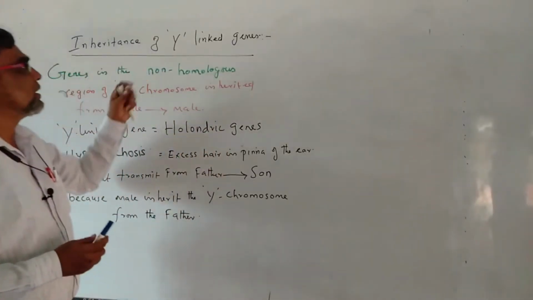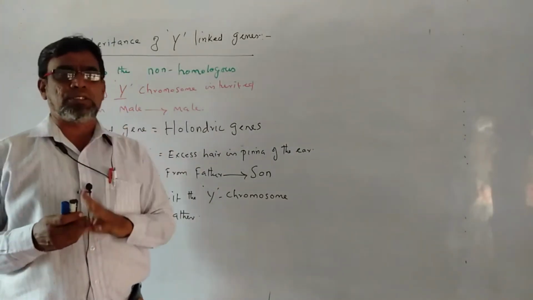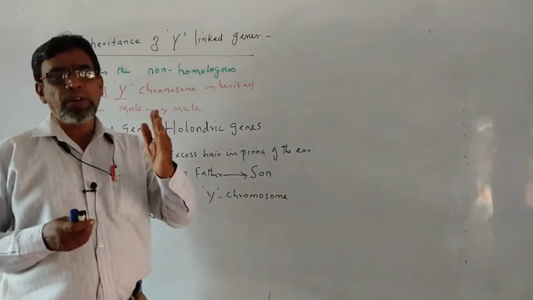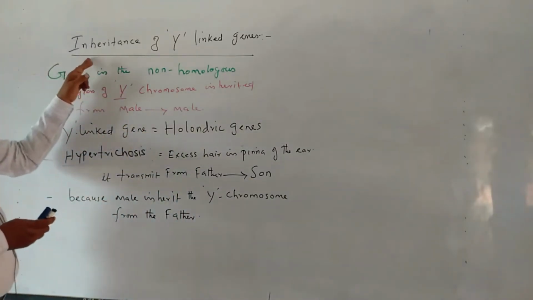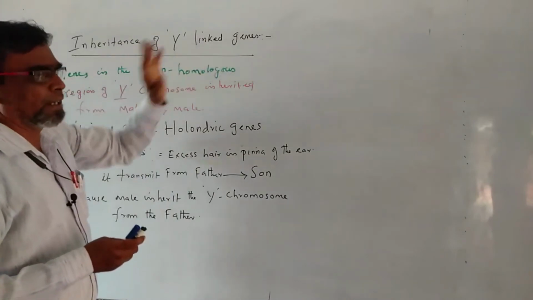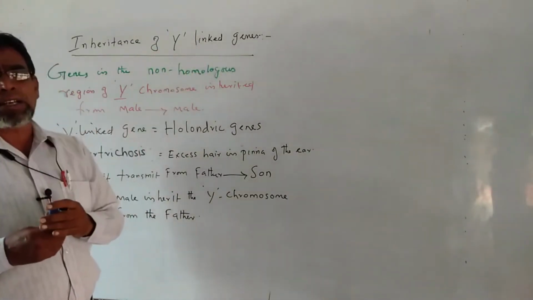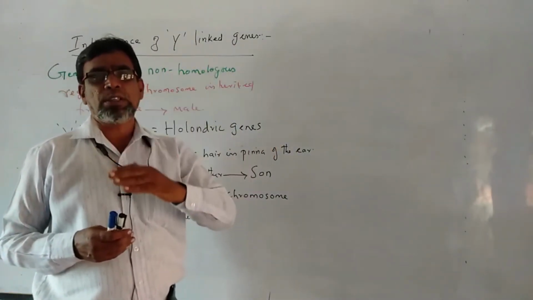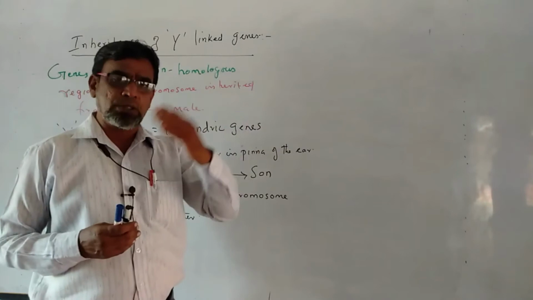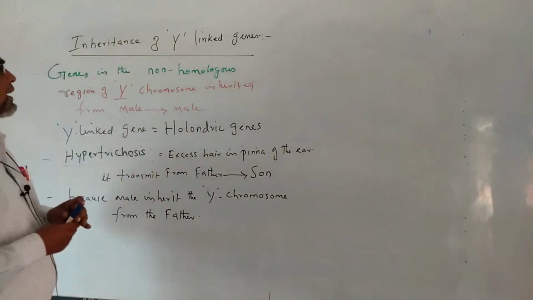Next, students, listen here. So far we have discussed X-linked inheritance, for example hemophilia and color blindness. Now we are going to study Y-linked inheritance, Y-linked genes. That means some characters transmit from male to son, or father to son, which are present on the Y chromosome. That is called a Y-linked gene.